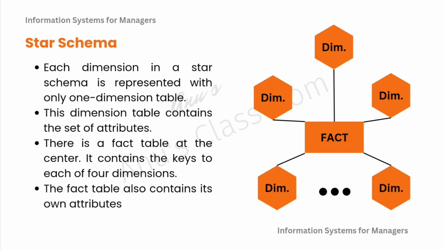So this is an example of a star schema. Each dimension in this star schema is represented by only one dimension table, and these dimension tables will have a set of attributes. For example, if it is a phone, we'll have the manufacturer name, the color, the battery capacity, the charging capacity and the screen size. All those things are attributes. Now, there will be a fact table at the center which will contain the keys to each of these dimension tables. The fact table will also contain its own attributes, just like how our order ID or the bill was linked to the products table. Just like that, we will have it in the star schema.